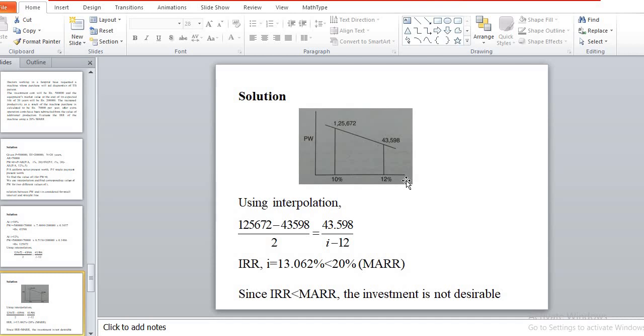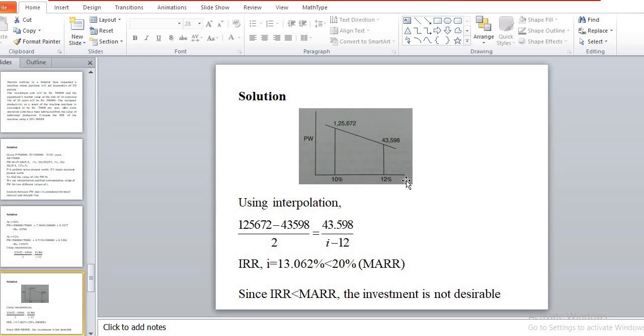When this present worth becomes 0. Now here we calculate this present worth for I equal to 10%, and for I equal to 12%. For 10% we have some present worth value, for 12% we have some present worth value, and we are interested to find out at which interest rate I this present worth becomes 0.